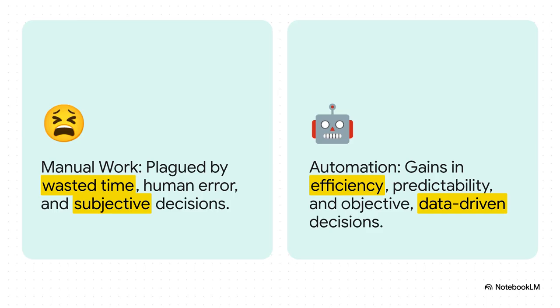And here's the problem laid out side by side. On the one hand, with manual work, you're just stuck with wasted time, you've got human error creeping in, and decisions can be kind of subjective. But on the other side, automation brings this amazing predictability, huge boosts in efficiency, and this is the big one, it lets you make objective, data-driven decisions. And that is the key to unlocking some serious value.